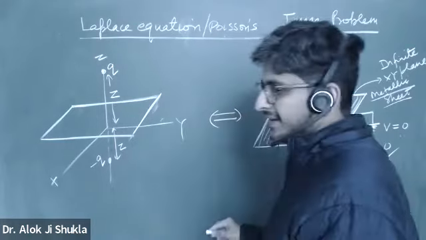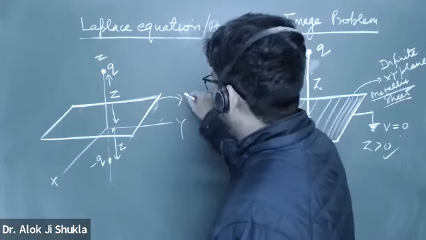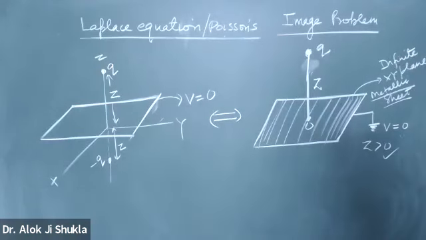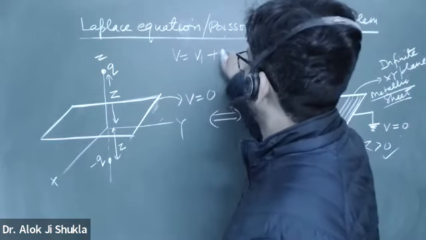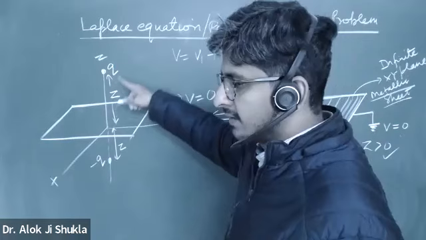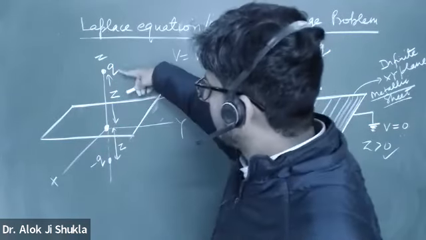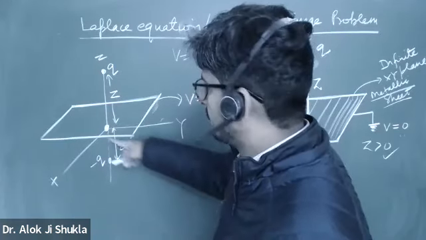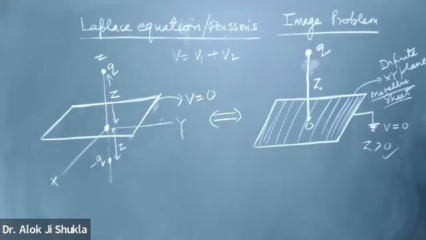Now check. If you take any point on this XY plane and calculate the potential, it will be zero everywhere. Can you see that? Because what is, sir, potential? Zero. It will be V1 plus V2. Like you calculate on the origin first of all. So 1 upon 4 pi epsilon naught Q by Z plus 1 upon 4 pi epsilon naught minus Q by Z. So potential will be zero here. Similarly, on each and every point on the XY plane, it will be zero.